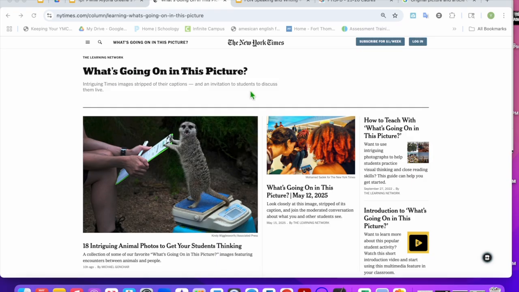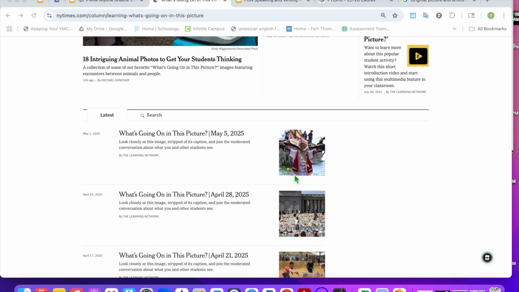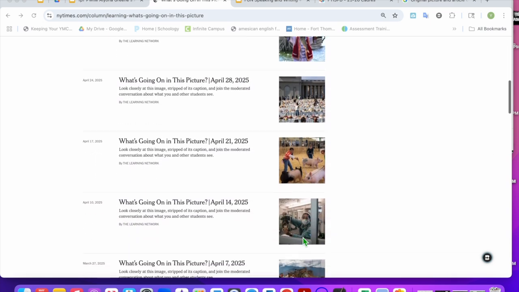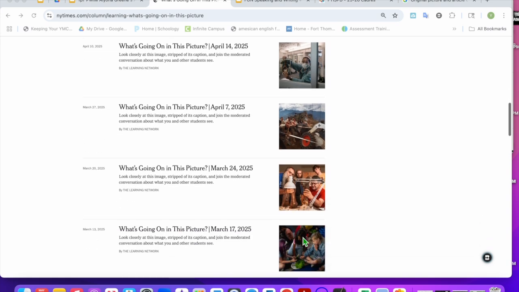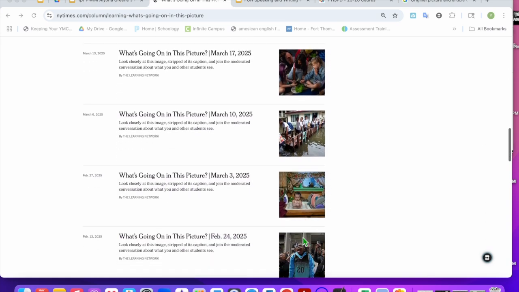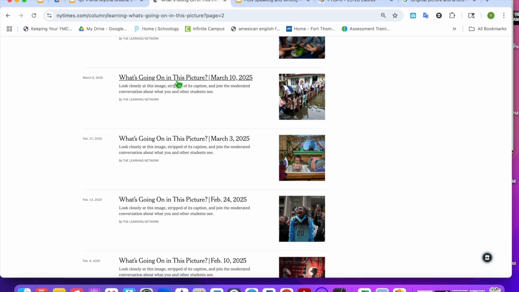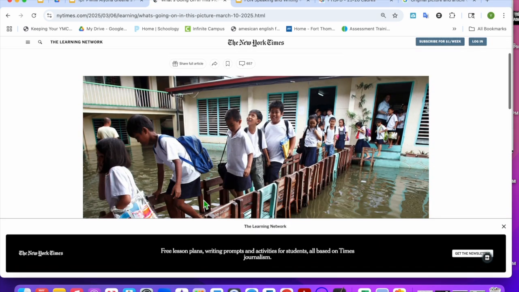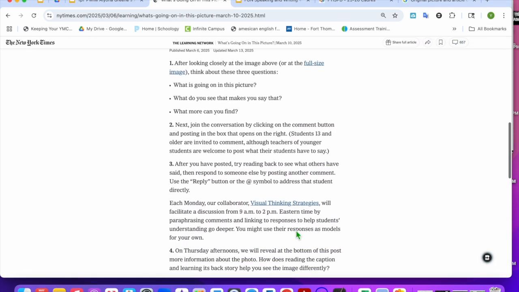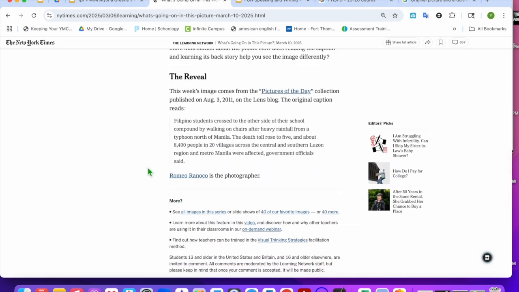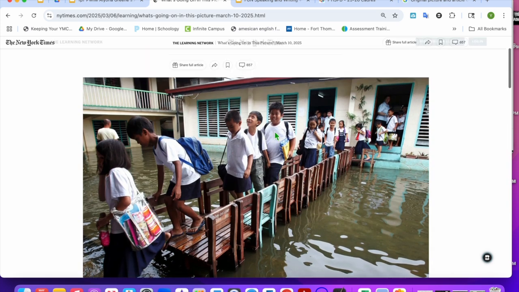Your best bet for finding a detailed, curious picture would be the NewYorkTimes.com and their series called What's Going On in This Picture. The beauty of this is that they have already done the job for us and found these capturing images, and then they also provide you with the reveal, the text that explains what's happening here.